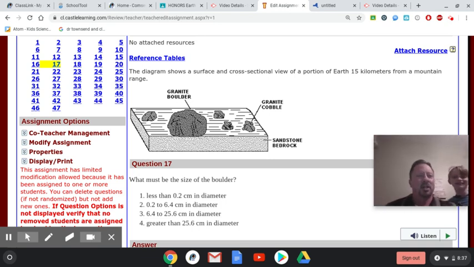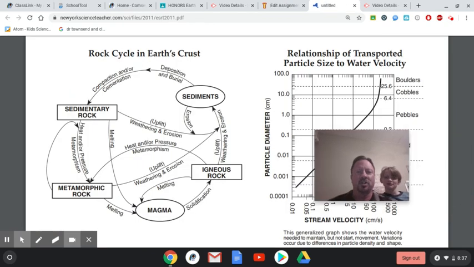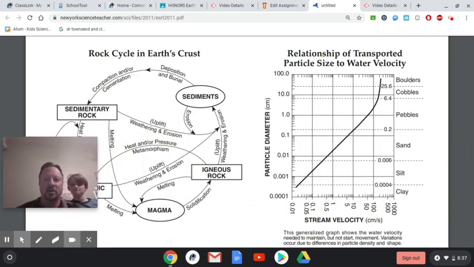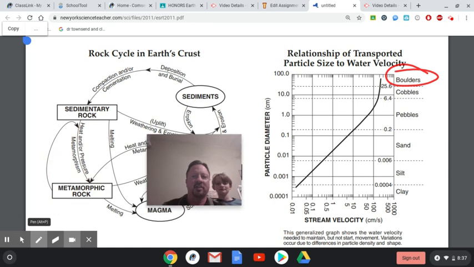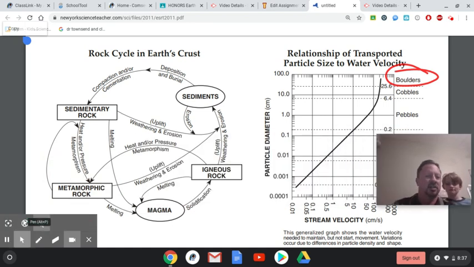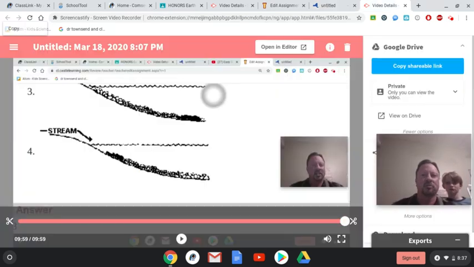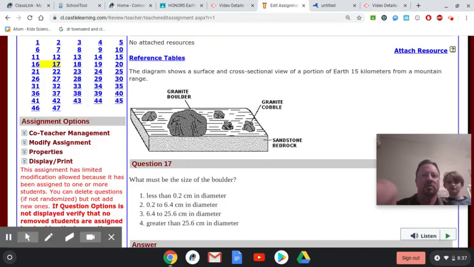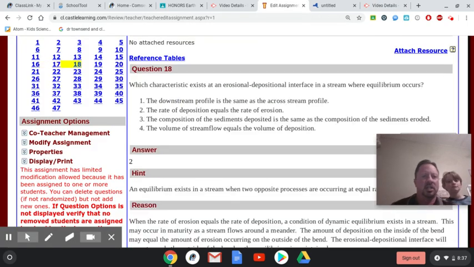Amy's helping me. Okay, so boulder, we can figure out the definition of a boulder by looking at the reference table. And don't forget up here, we see boulders that are greater than 25.6 centimeters. So that's what we'd be looking for, 25.6. Oop, wrong one. 18.